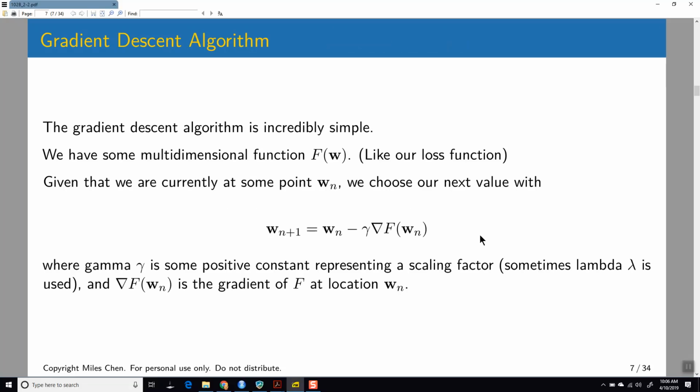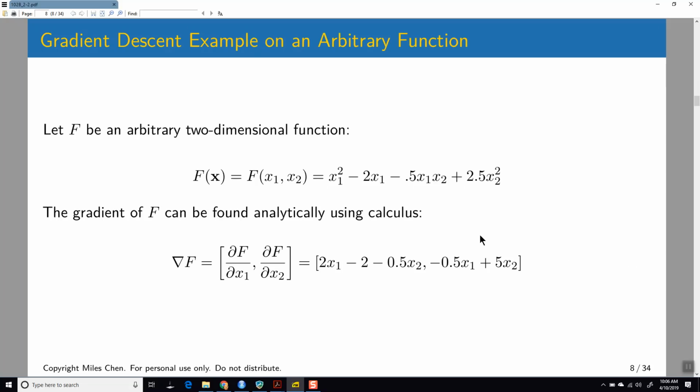I'm going to work through some examples to illustrate how this works. Here I'm going to start off with an arbitrary two-dimensional function. This is a function of x1 and x2, and it looks like this: x1 squared minus 2x1 minus 0.5 x1 x2 plus 2.5 x2 squared.